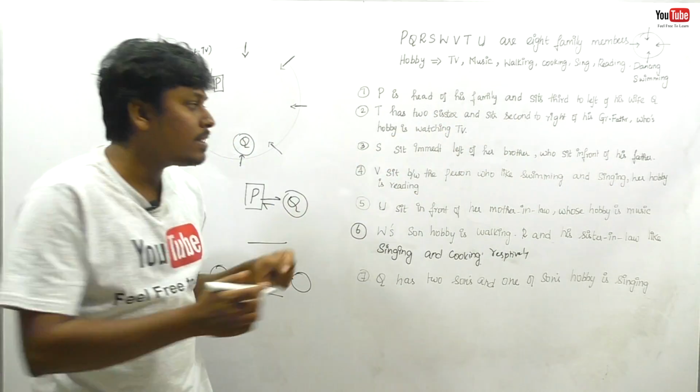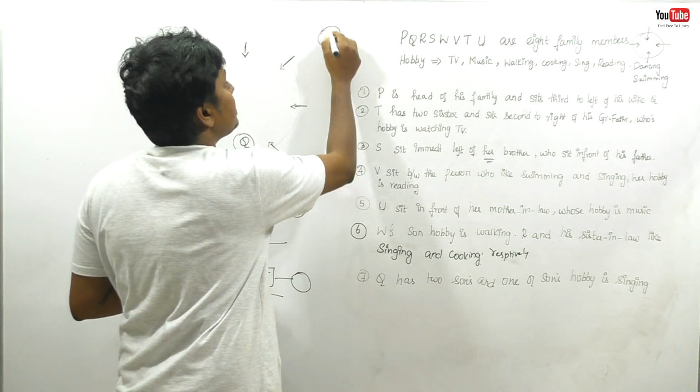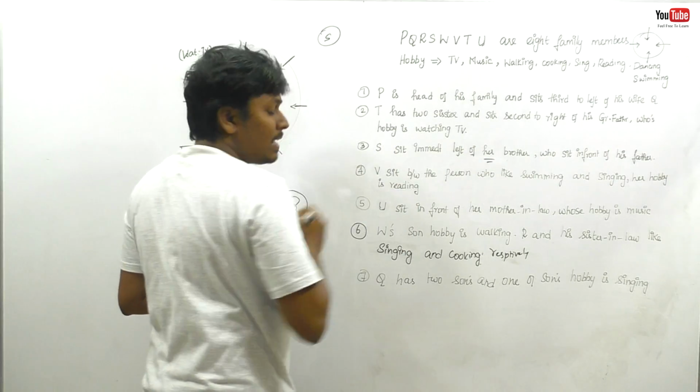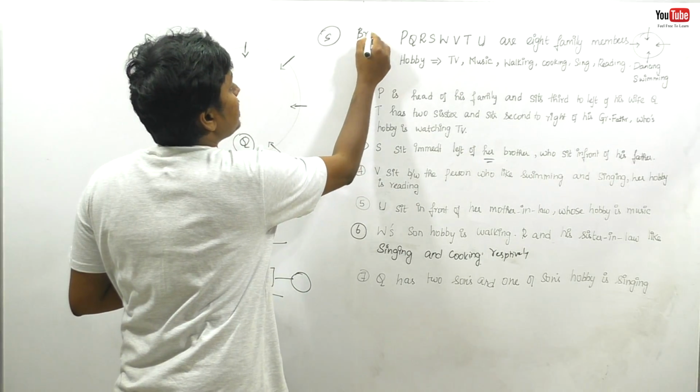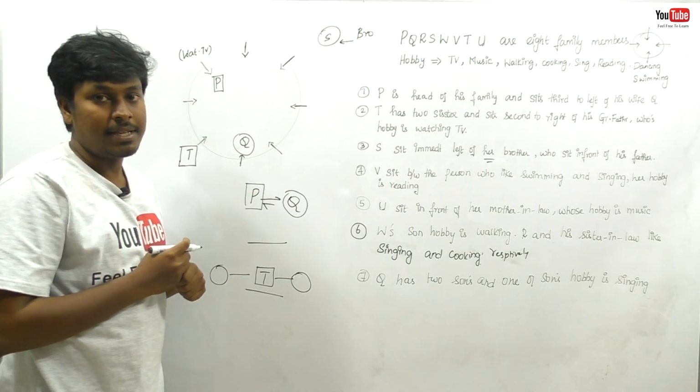What is the meaning of her brother? Her brother shows that S should be a female person. So we have found S is a female person and S is having a brother. So the brother's left-hand side, the person S is sitting. That is, the sister is sitting. But we don't know who the brother is, right?